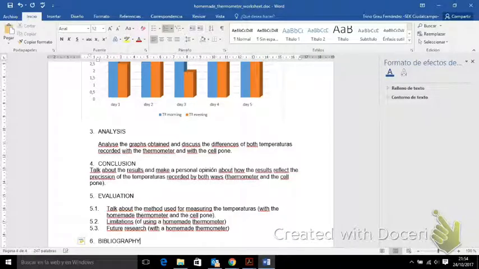And finally, you need to include the bibliography. So for the bibliography use the APA citation rules. If in your conclusion or your analysis you made some research about homemade thermometers or about any source of information, you include the bibliography here. So you should include at least 2 or 3 sources of bibliography for your work, and that will be the assessment. This will be included in your criteria C, and that's all. This is what you have to do.